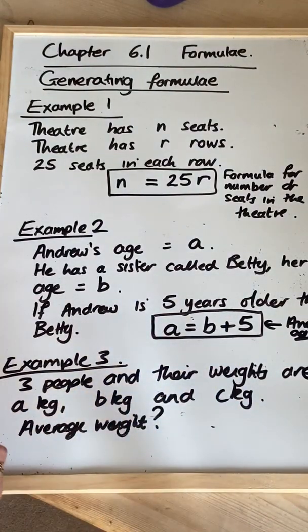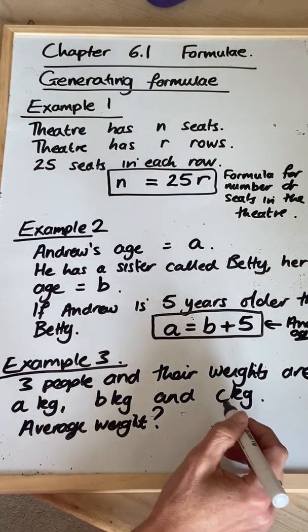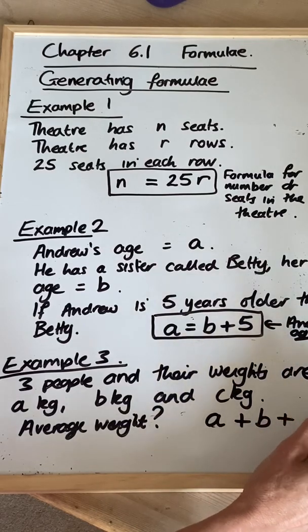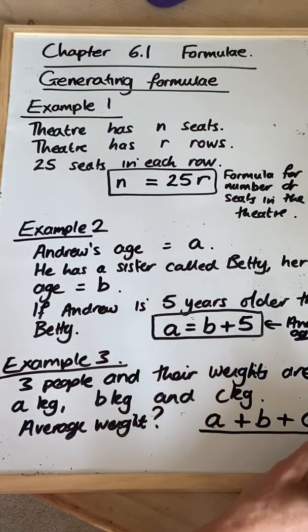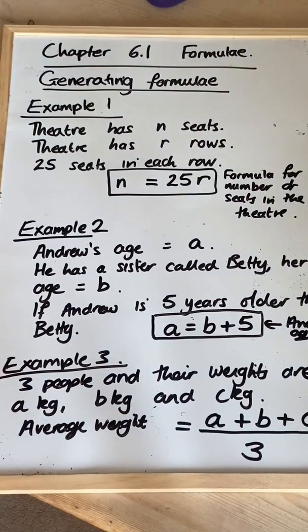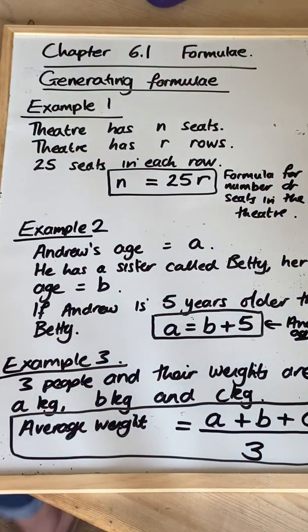Well, we know that to find an average of something, we add everything together and we divide by however many we've got. So in this case, we'll add the weight of person A to the weight of person B to the weight of person C, and we will divide by 3, and that will give us their average weight. So that formula is the formula for the average weight of people. So what we're basically doing when we're generating formulae for ourselves is we are coming up with a mathematical way of describing something that we would usually describe in words.